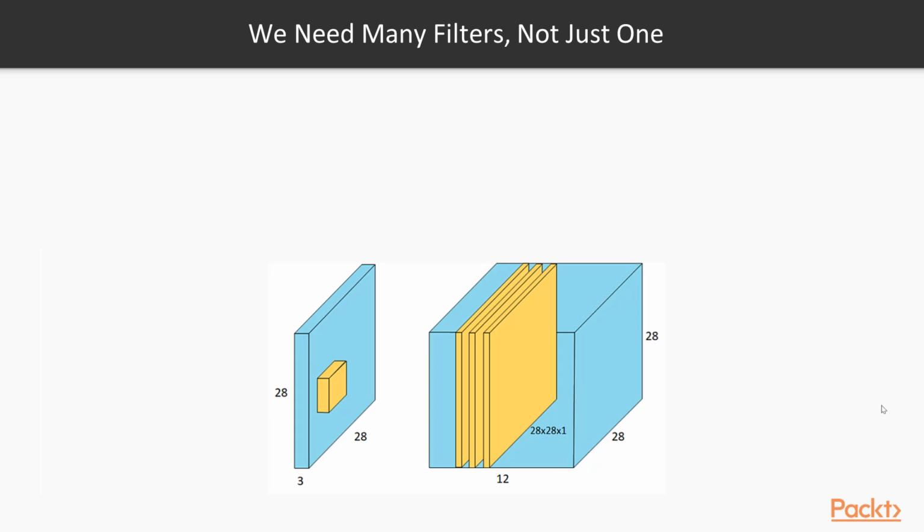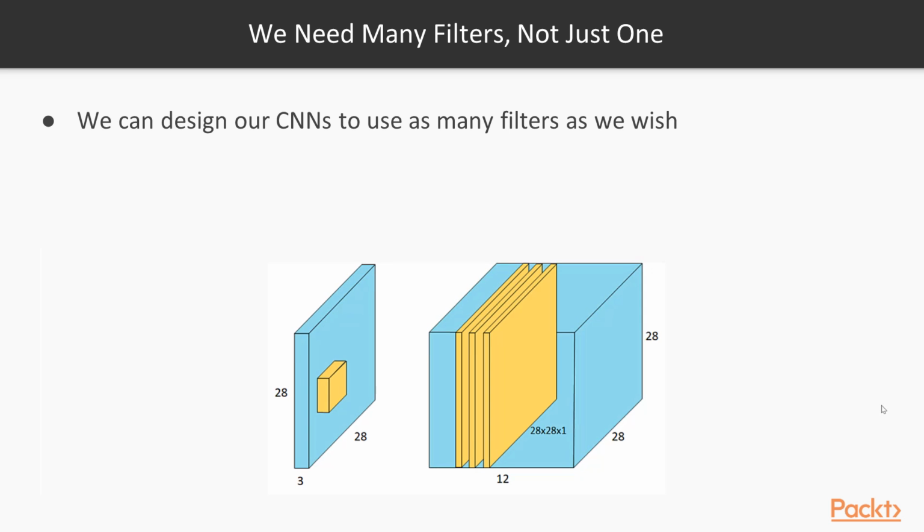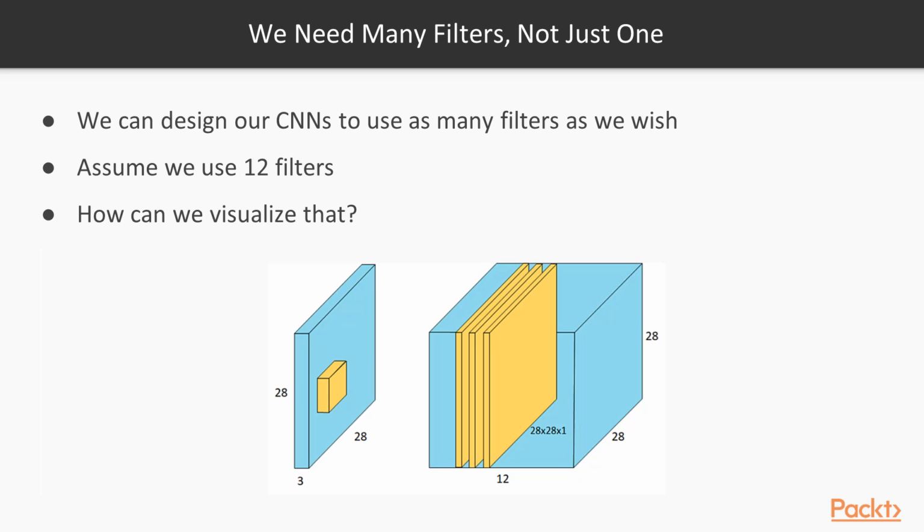So now, why do we need many filters and not just one? We can design our CNN to use as many filters as we wish and in different sequential combinations. So now let's assume we use 12 kernels, or 12 convolutional layers here. This is a 28 by 28 image, and this is our kernel, and this represents our output from each pass of the kernel over the image, represented in 12 of these. You can imagine them stacked together like this. That's how we envision the kernels that we produced.